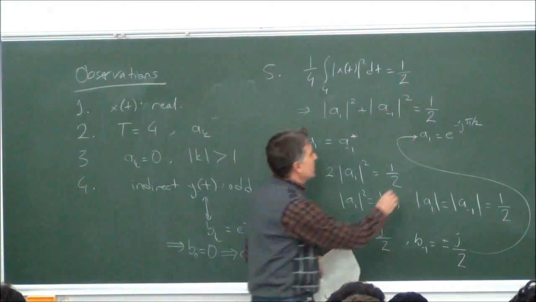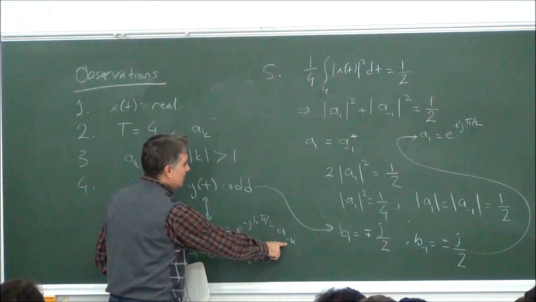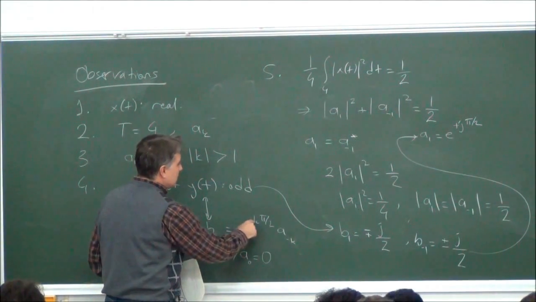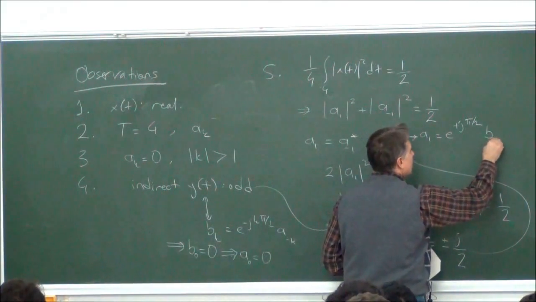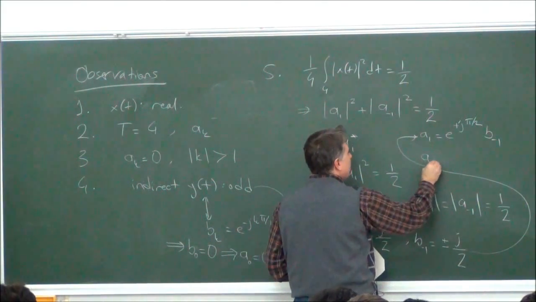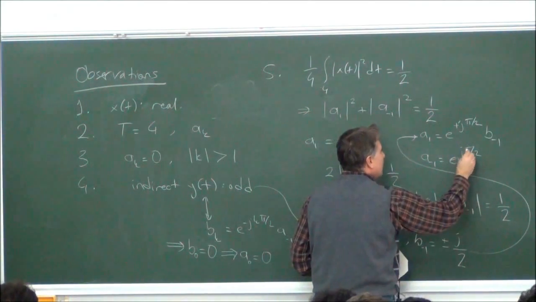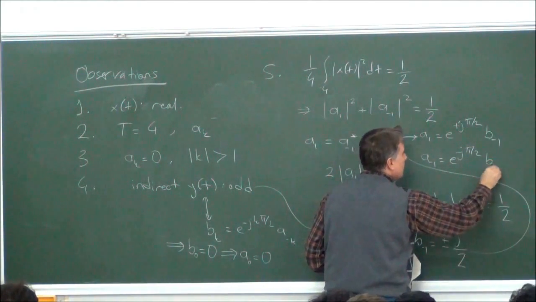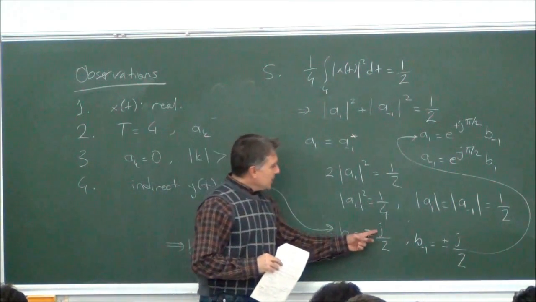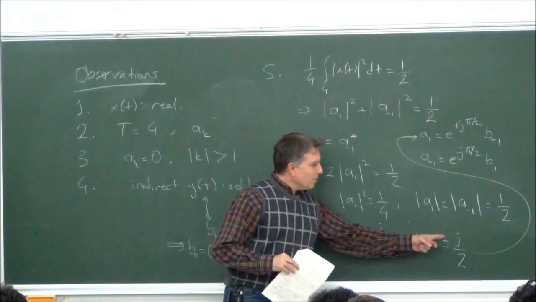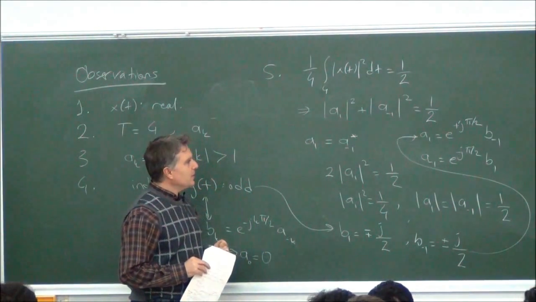So it is, sorry, this is plus. a1 then is equal to e to the plus j pi over 2 b minus 1. And conversely, a minus 1 is equal to e to the j pi over 2 with a minus sign b1. And a1 and b1 are either j over 2 or minus j over 2. So we don't know the sign. We couldn't find the sign of it.